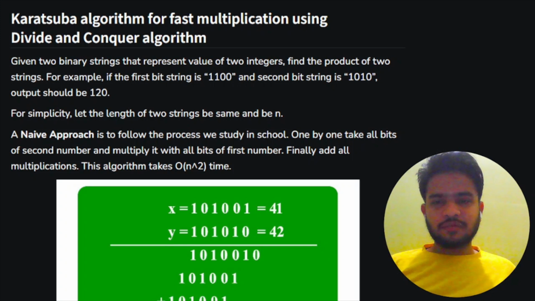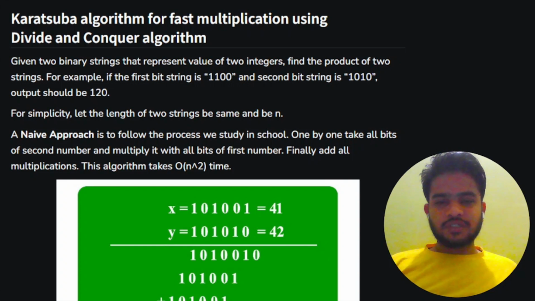I am here to discuss the Karatsuba algorithm. Given two binary strings that represent the value of two integers, find the product of the two strings. For example, if the first bit string is 1100 and the second string is 1010, the output should be 120. For simplicity, let the length of the two strings be the same and be n.